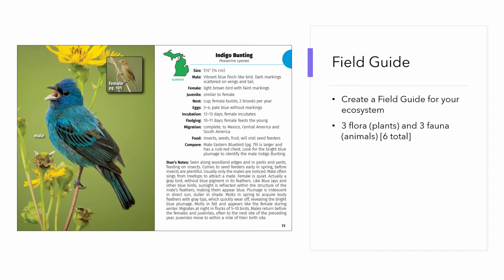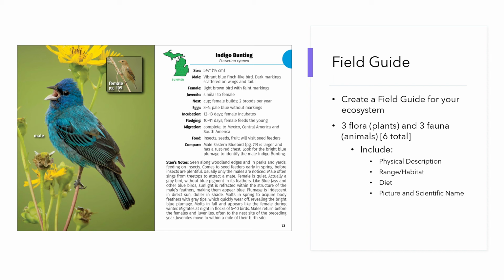If you want to do all birds, that's cool. If you want to do all trees, that's also cool. Try to put a mix in there if you want. But this is up to you, you get to pick which 3 plants, which 3 animals you choose within your field guide. Okay. Within the field guide, I need you to put a physical description of whatever you're describing.